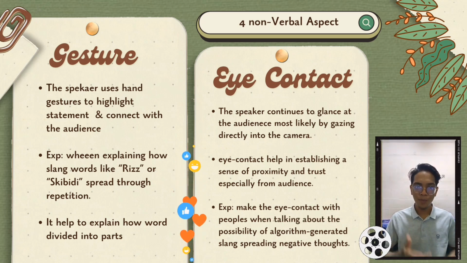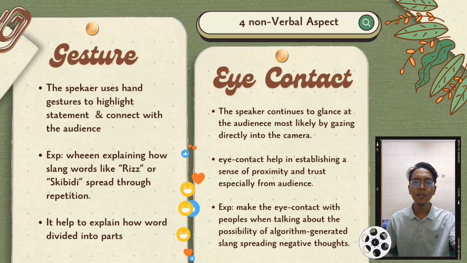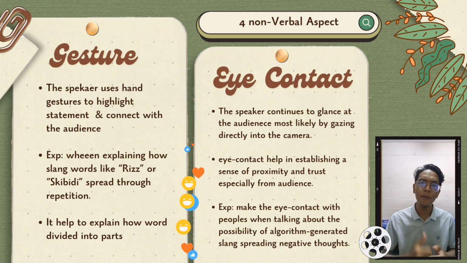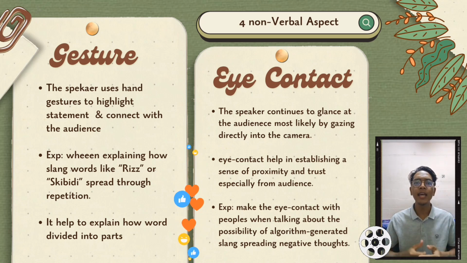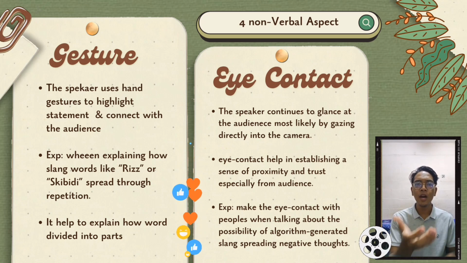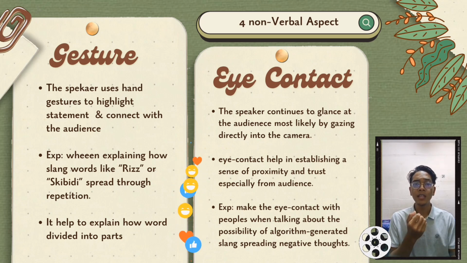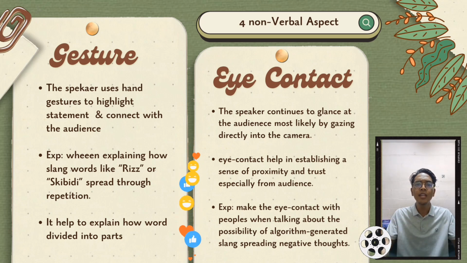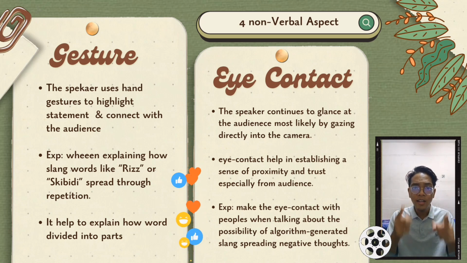Secondly, is about the speaker's eye contact. The speaker continues to glance at the audience, most likely by gazing directly into the camera. Eye contact helps in establishing a sense of proximity and trust, especially to the audience. For example, when the speaker is talking about the possibility of algorithm-generated slang spreading negative thought, maintaining direct eye contact with the audience highlights the seriousness of the message and shows that they care deeply about what they are saying.